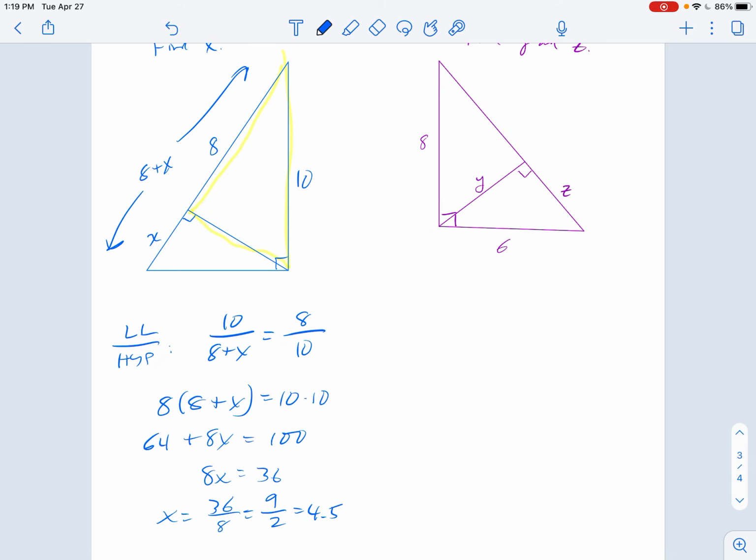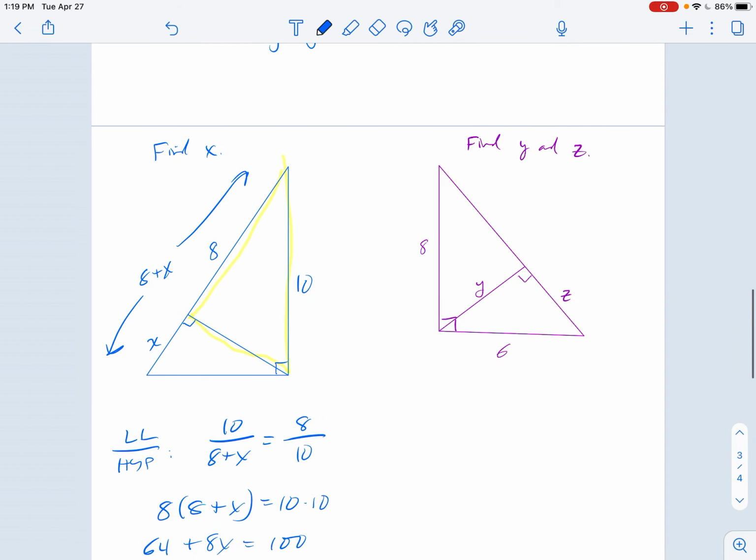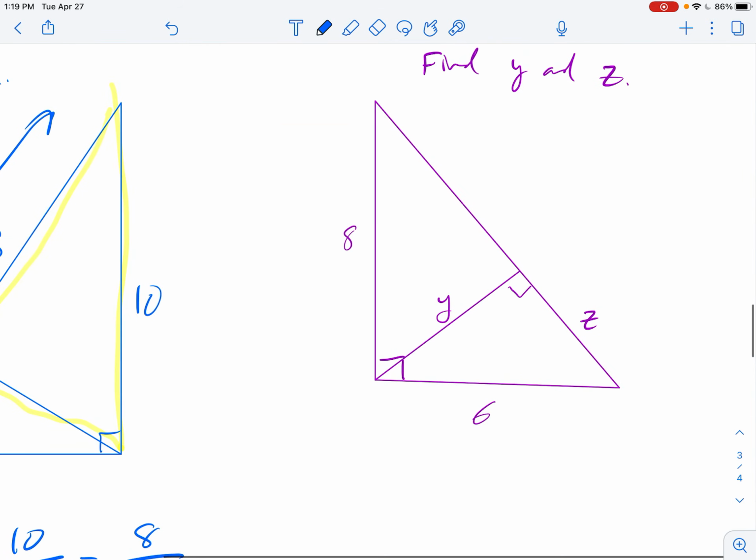Let's look at this one over here. I want to find y and z. Look at the various triangles and think about what's labeled. In the big triangle, short leg, long leg are labeled. I don't really know the hypotenuse because I only have part of it. For this triangle down here, all 3 are labeled. For this triangle here, short leg and hypotenuse.